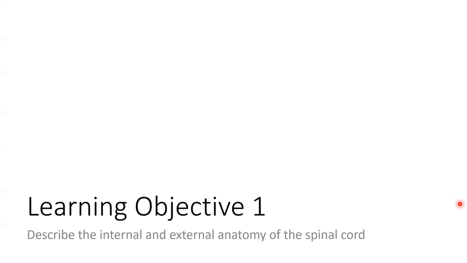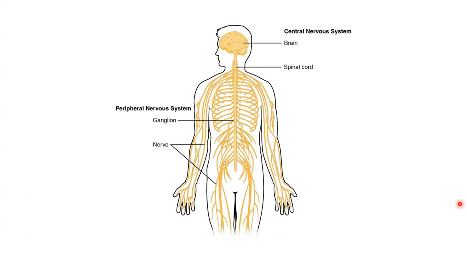So starting off with learning objective number 1, which is describe the internal and external anatomy of the spinal cord. So alongside the brain, the spinal cord makes up the central nervous system. The spinal cord is roughly oval in shape, and in adults, it extends from the medulla oblongata, which remember is the most inferior part of the brainstem, down to the top of the second lumbar vertebra.